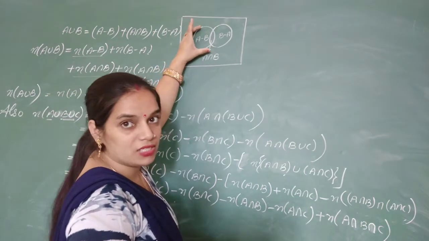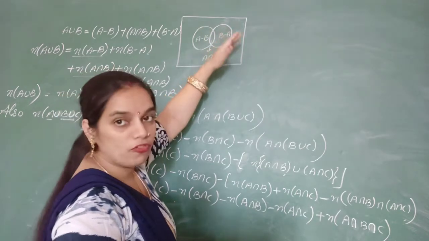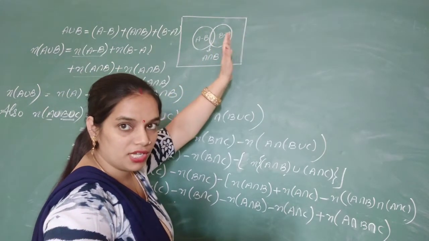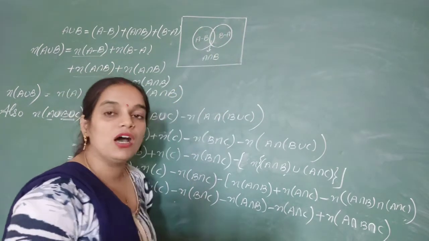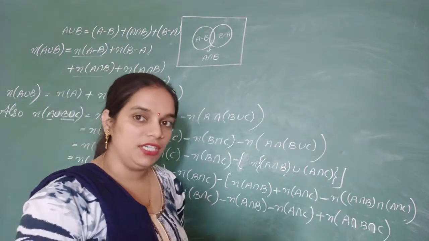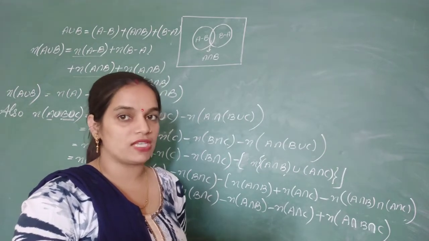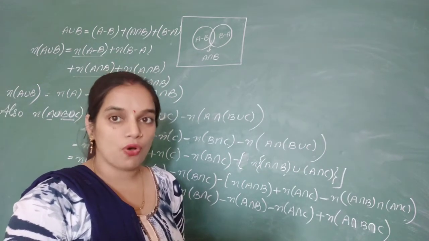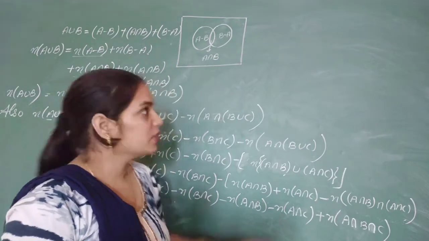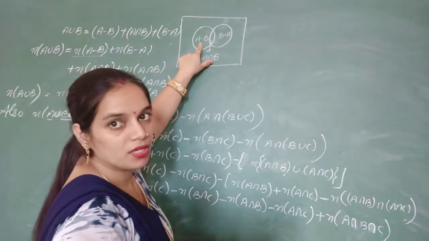The first circle is of A. If we remove the portion of B from the set A, we will get only the portion of the set A which is not occupied by the set B. So this portion is A minus B.